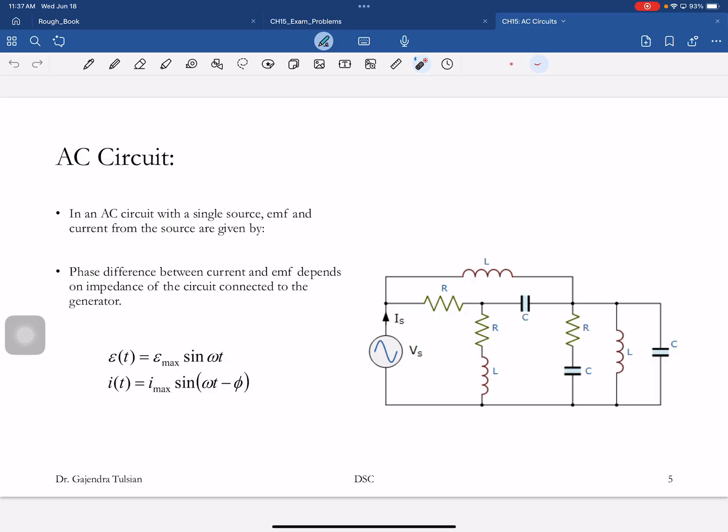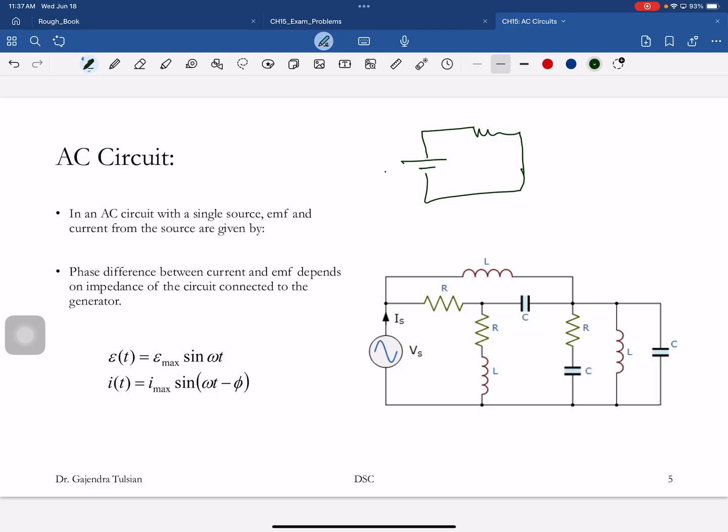Okay? And we're interested in two things. So we'll connect this source to this circuit. And what we are interested in is what is the amplitude of the current being drawn. Okay? So to set that up, let me go back to a basic circuit.